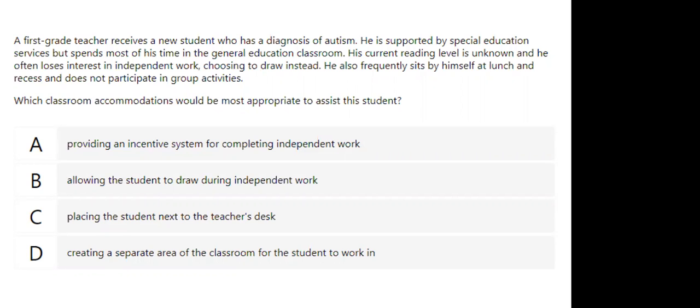Would it be A, providing an incentive system for completing his independent work; B, allowing the student to draw during independent work instead of doing his work; C, placing the student next to the teacher's desk, close proximity; or D, creating a separate area of the classroom for the student to work in?